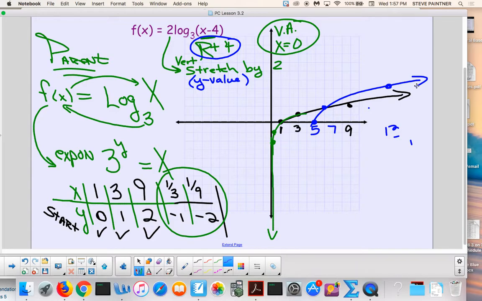Oh, we're almost done. I need to know this. What happened to the vertical asymptote? Over 4. X equals 0 turns out to be x equals what? 4. X equals 4 now. Go down. There it goes.